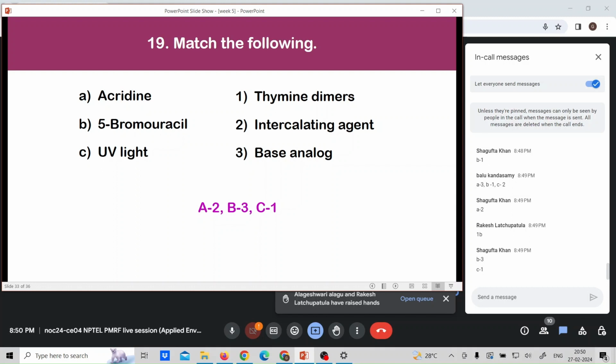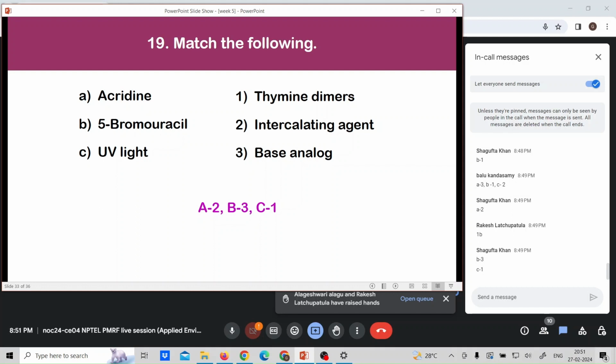Whereas, as the name indicates, 5-bromouracil is a base analog. A base analog, as the name suggests, is something analogous to the given base, but it's not the original base, so there is going to be mutation happening there. 5-bromouracil is going to be the base analog of uracil. You have a bromo group in it, and it acts as a base analog where it's not the actual nucleotide that has to be present at that point, but it's present and it causes a mutation there.